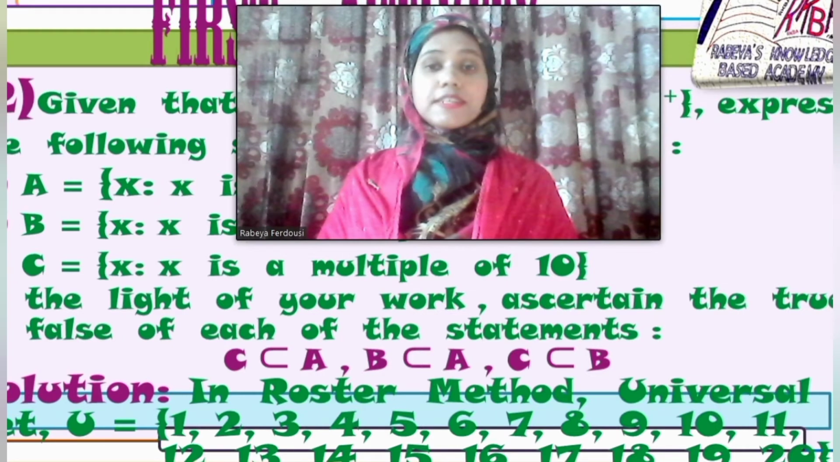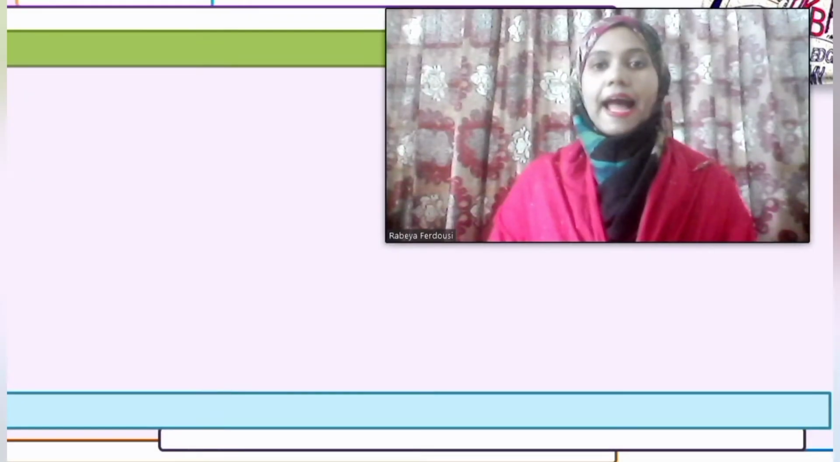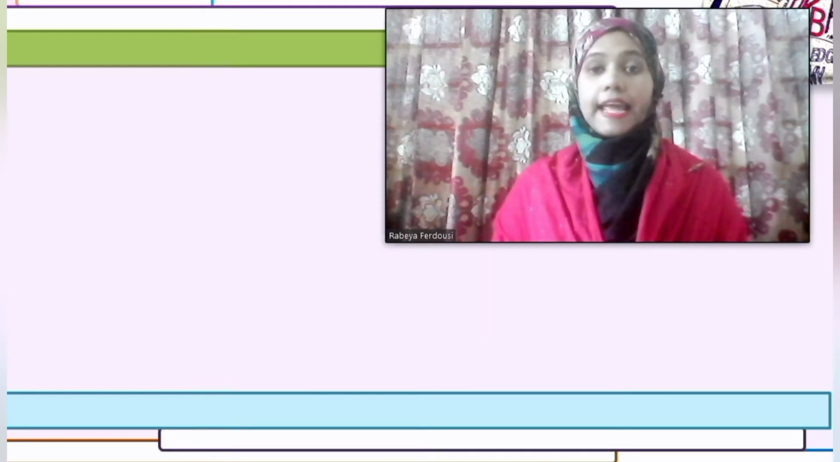Solution. In roster method, universal set U will be {1, 2, 3, 4, 5, 6, 7, 8, 9, 10, 11, 12, 13, 14, 15, 16, 17, 18, 19, 20}, because these 20 elements are positive integers and they are greater than or equal to 1 and less than or equal to 20. According to the question in roster method, the elements of subset A will be {2, 4, 6, 8, 10, 12, 14, 16, 18, 20}, because these elements are divisible by 2 and the range of these elements is from 1 to 20.